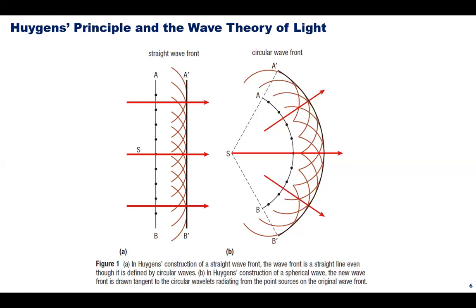Huygens' viewpoint is that all the dots on the straight wavefront can be considered as new sources of spherical waves, the small arcs of circles shown in figure 1b. The wavefront A prime B prime is the new position of the wavefront a short time later. Also notice how A prime B prime is a tangent common to all the wavelets.